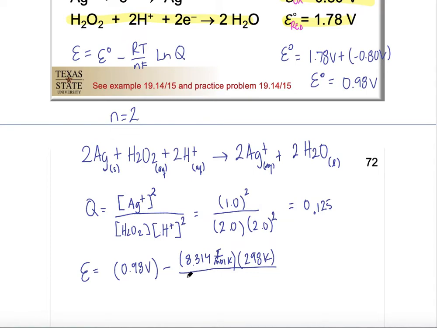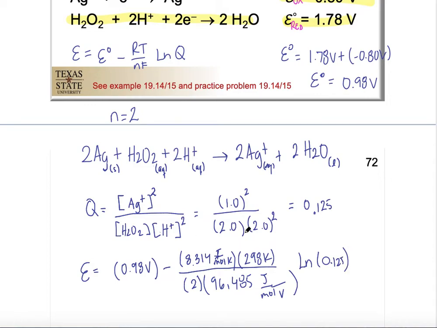This is divided by n, where we said that n was 2, or the number of electrons that is being transferred in between the reduction and oxidation reactions. And then finally, Faraday's constant, which is 96,485, and that's joules per mole volt. All right. The joules per mole are going to cancel. The Kelvin degrees will cancel away. The only unit that we have left is going to be our volts, which is good because that's what we need. And then, of course, don't forget the natural log of 0.125, which is our reaction quotient.